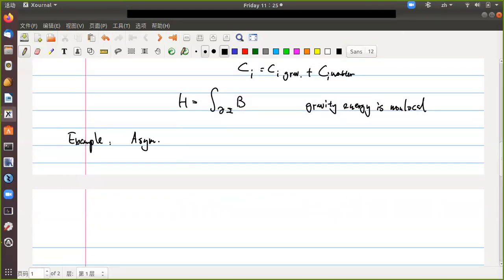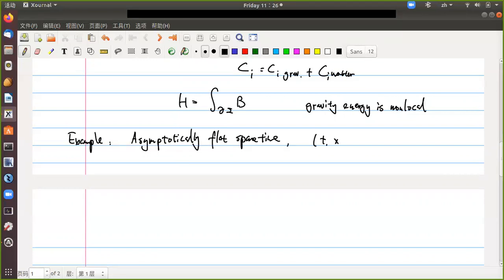Okay. Let's consider asymptotically flat spacetime. In an asymptotically flat spacetime, you can find an asymptotically flat coordinate. For example, in Schwarzschild coordinates, you can find this t, r, theta, phi coordinate, which is asymptotically flat, namely the metric written in that coordinate reduces to the flat metric if you go to asymptotic infinity.